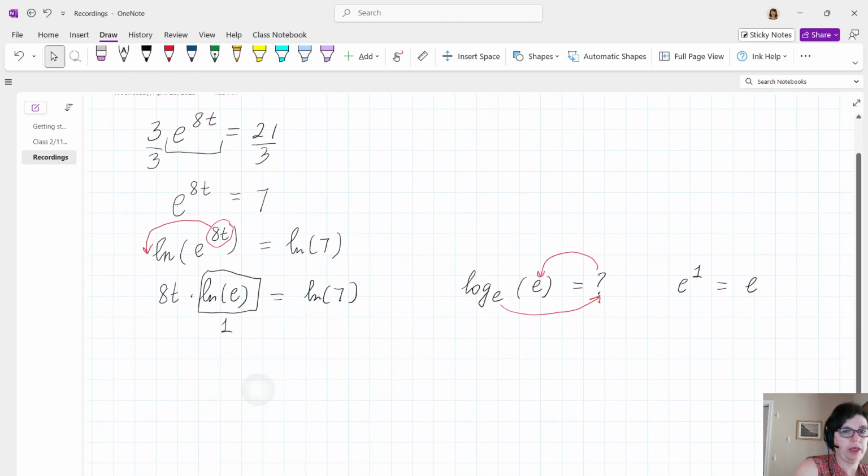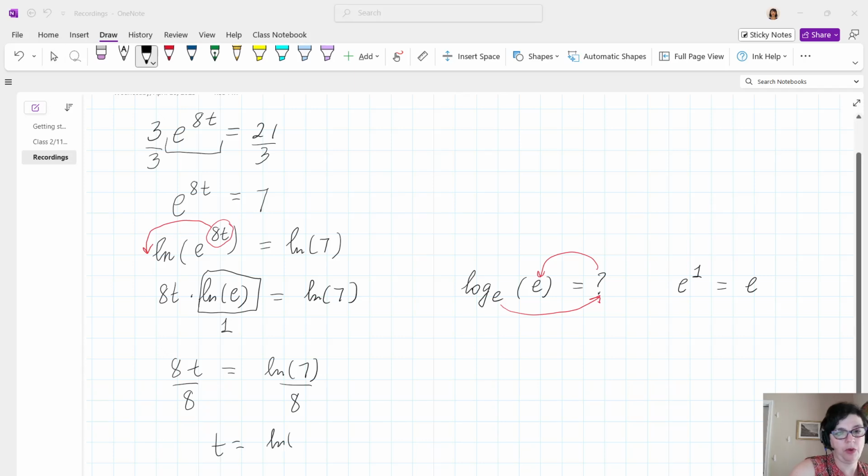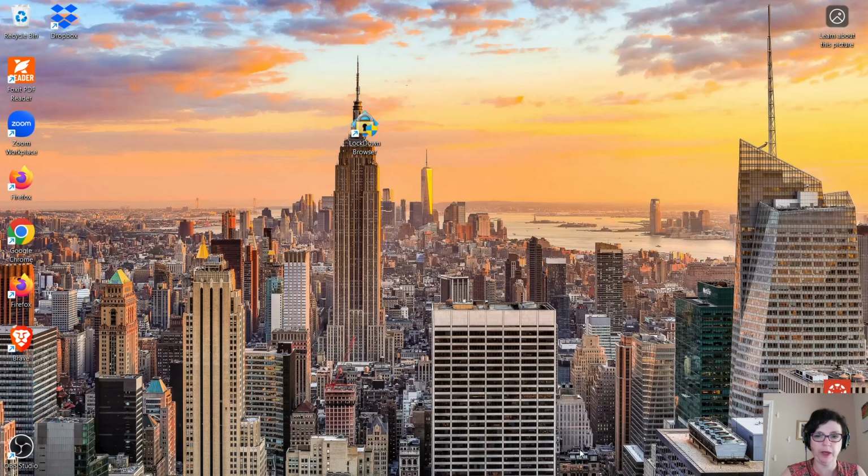And that will make it 8t equal to natural log of 7. And then we divide both sides by 8. And that's going to be our answer. So be careful not to put 8 inside. And so that's going to be natural log of 7 divided by 8.